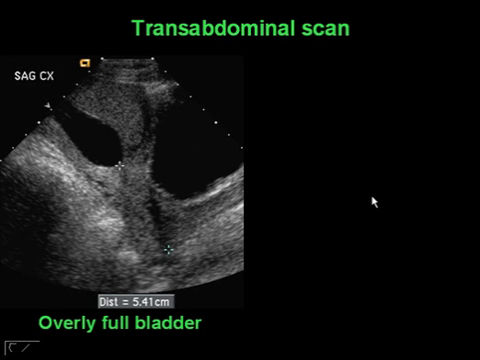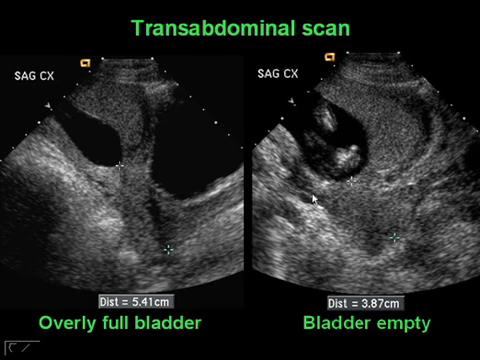In this patient, the bladder was overly full. Because the bladder was full, there was apposition of the anterior and posterior walls of the uterus, making the cervix look abnormally long. You can see that part of this is the cervix and part of this are the two walls of the uterus compressing against each other.